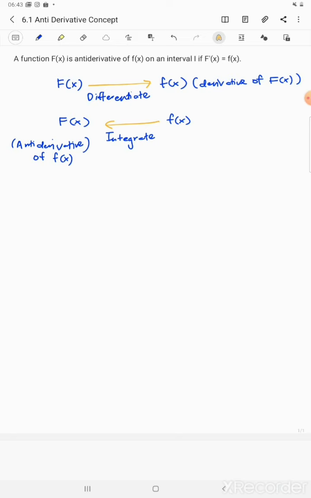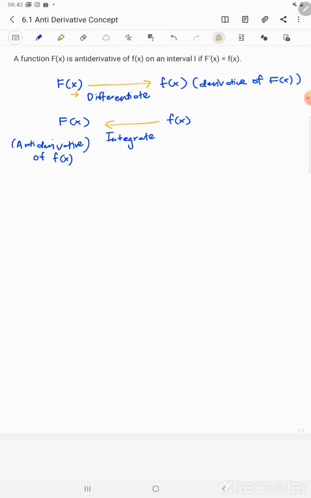Before this, we learned how to differentiate a function, right? The function before we differentiate, we use a capital letter F(x), and when we differentiate the function, we use the small letter f(x). Now there is some simple explanation about the concept.